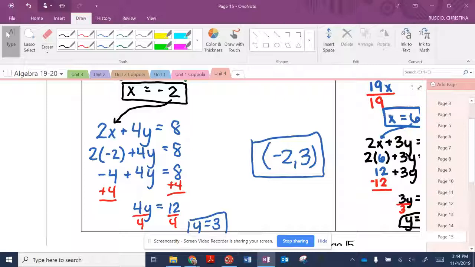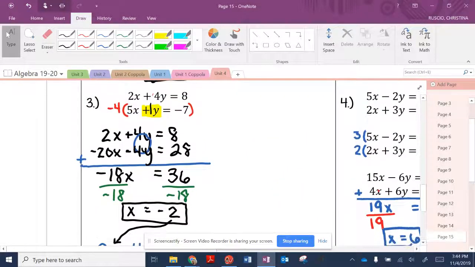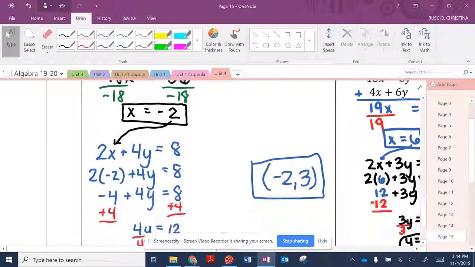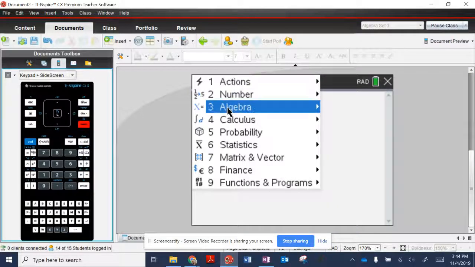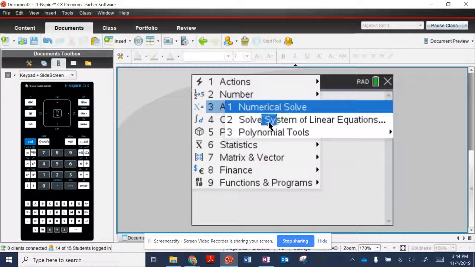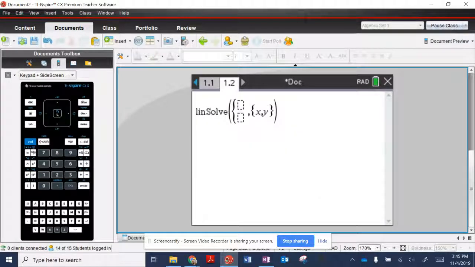So what I'm going to do is head over to the calculator, and I need my example. So we have 2x plus 4y equals 8. And let's open up a calculate page. We're going to go to Menu, Algebra, Solve systems of linear equations. We have 2 of them, and our variables are x, y. So we're just going to hit OK.